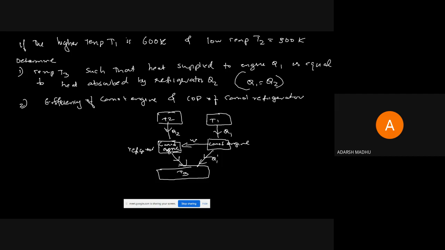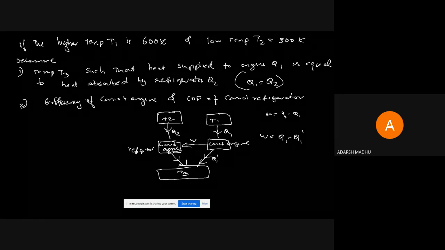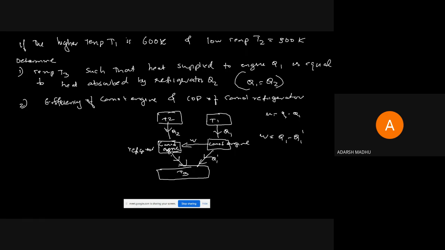So work done is given as Q1 minus Q1 dash. Work done is Q1 minus Q2, here it is Q1 minus Q1 dash. So work done equals Q1 minus Q1 dash for a Carnot engine. It is received by the Carnot engine, and by receiving heat from Q2, the additional heat is rejected to T3. We can denote that particular value by Q1 double dash.